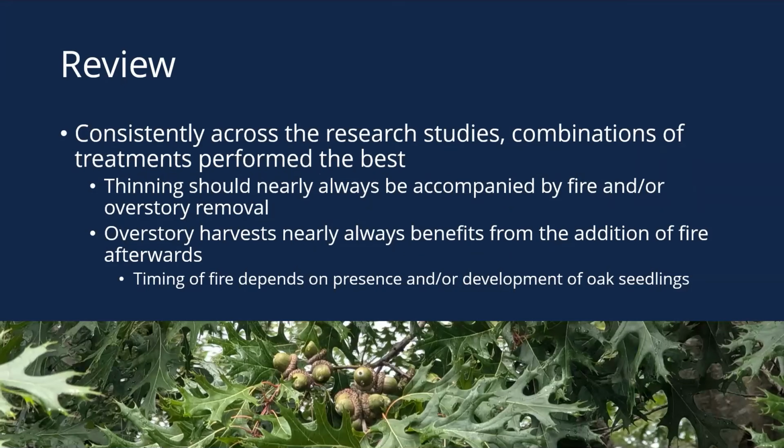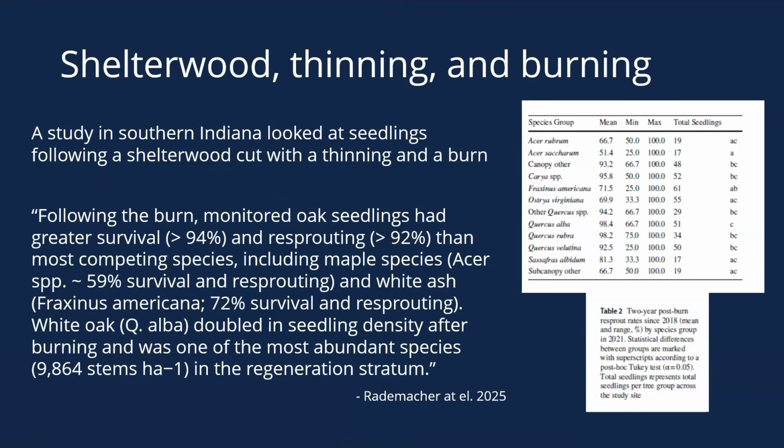And so it's consistent across all these research studies that I looked at: combinations of treatments performed best. Thinning accompanied by fire, overstory removal with the addition of fire, thinning as well, really tended to be consistently the best practices, especially on the more productive sites, to yield oak regeneration. And we see that in the last couple of studies.